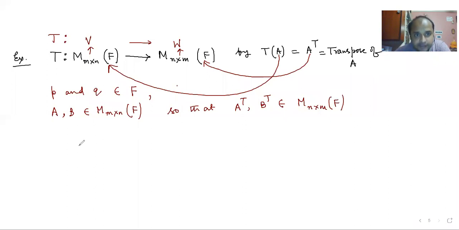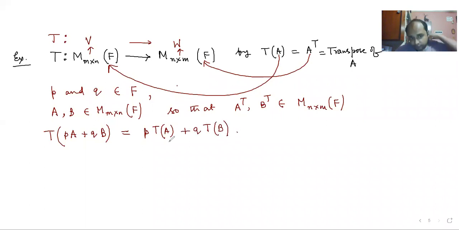Then you are supposed to show that T of P into A plus Q into B will be equal to P of TA plus Q of TB. If you can show, prove it, then your transformation is a linear transformation. So the transpose operation is also a kind of linear transformation.